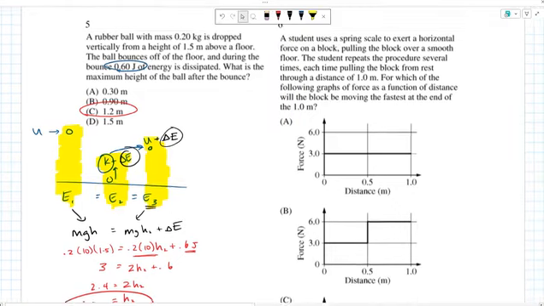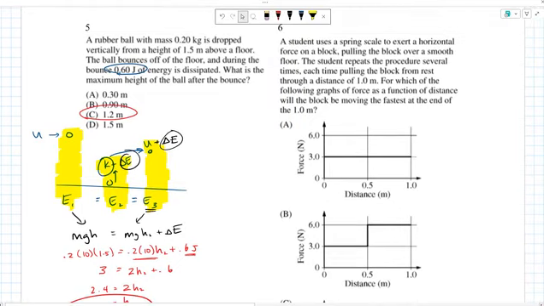Number 6, we've got a spring scale exerting a force on a block, pulling it over a smooth surface. They repeat it several times, each time pulling the block from rest through a distance of 1 meter. Which of the following graphs of force as a function of distance will be moving the fastest at the end?